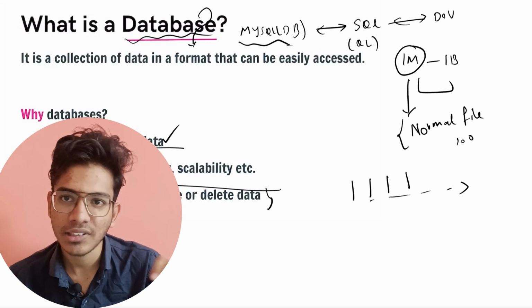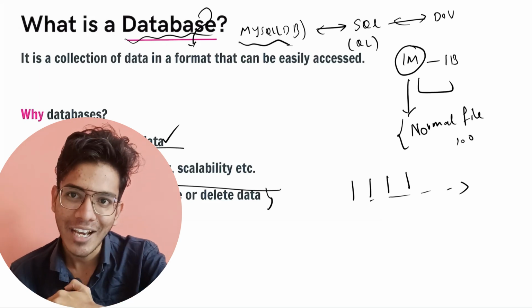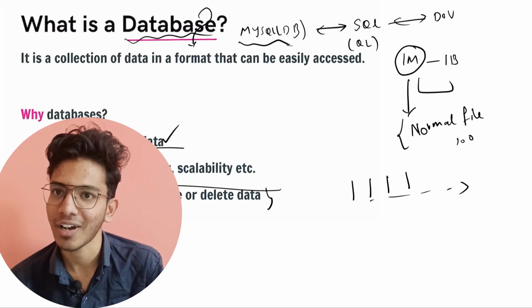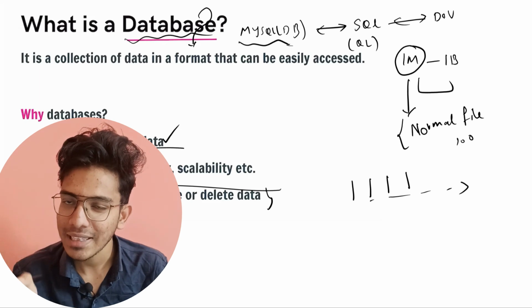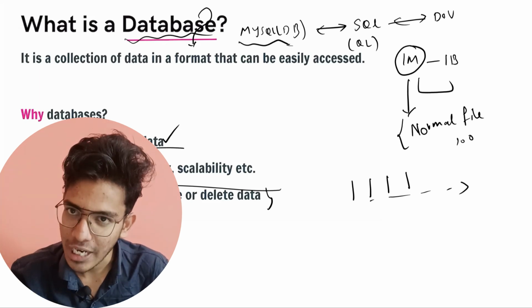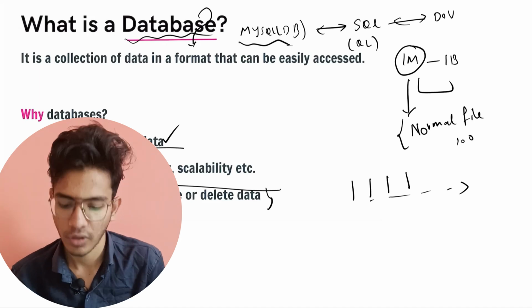But in databases we will have some queries. By just writing one line, we can perform operations on a millionth file, on a millionth data set, whatever it might be. We can do anything easily. We can change and manipulate data in a very easy format using the concept of databases.